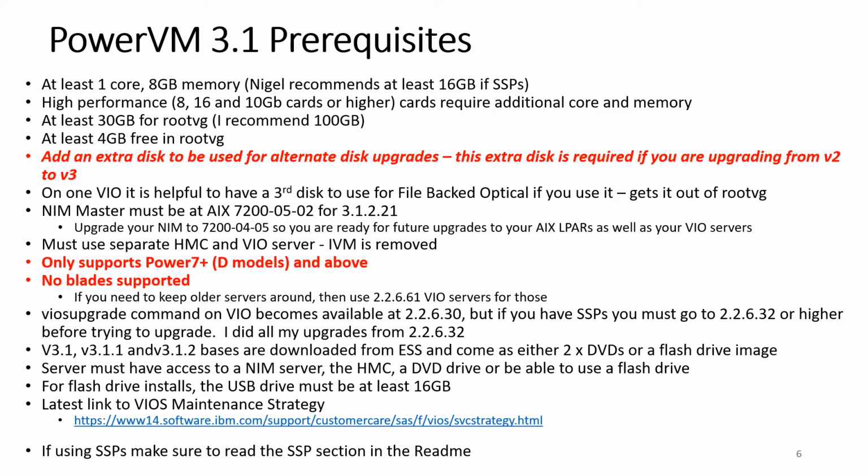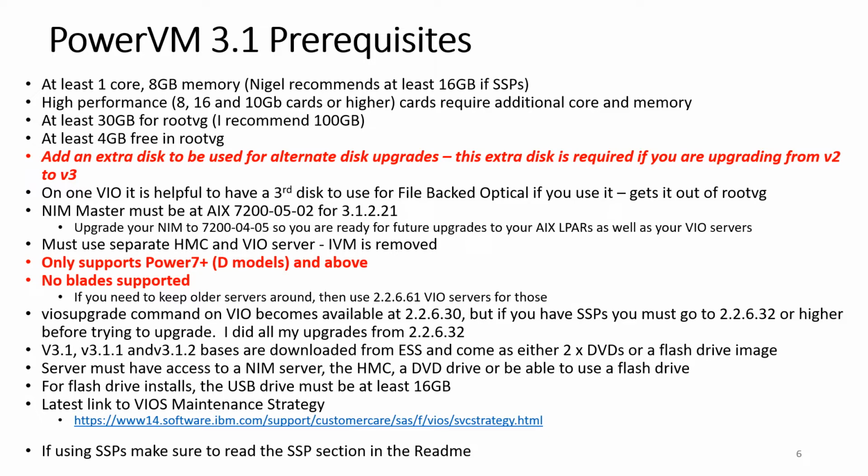within root VG. I also always make sure that I have a second free disk that I can use so that whenever I'm doing updates, I can use an alternate disk upgrade. But additionally, if you're upgrading from version 2 to version 3, you're required to have that second disk, and it needs to be the same size as the primary one. I usually try to add a third disk, which I use for file backed optical, and that's how I share things out as if they were on CDs.